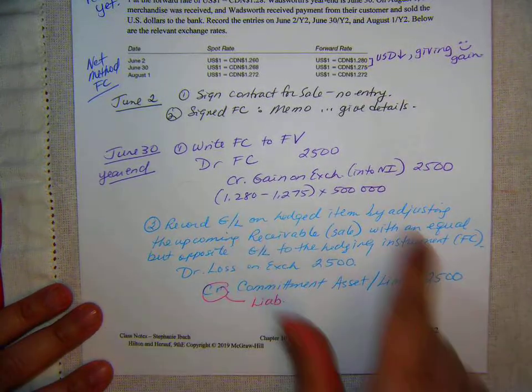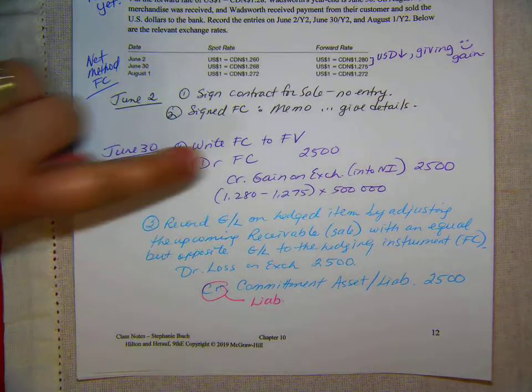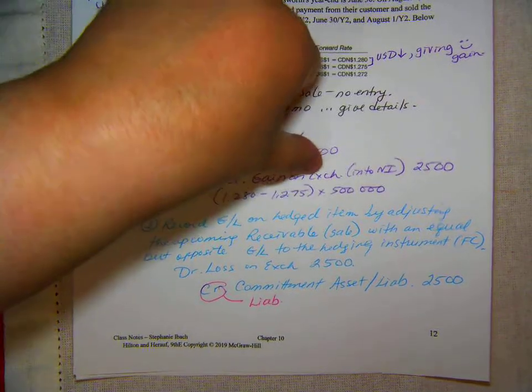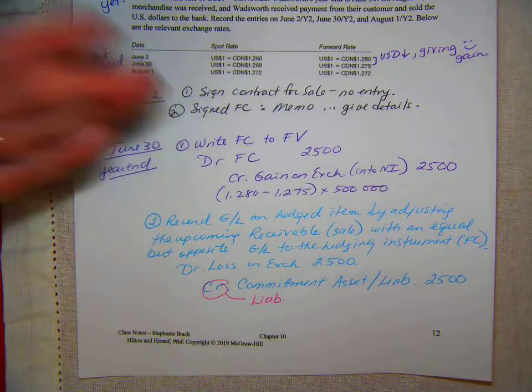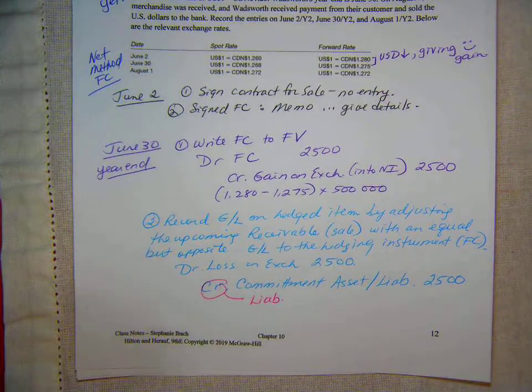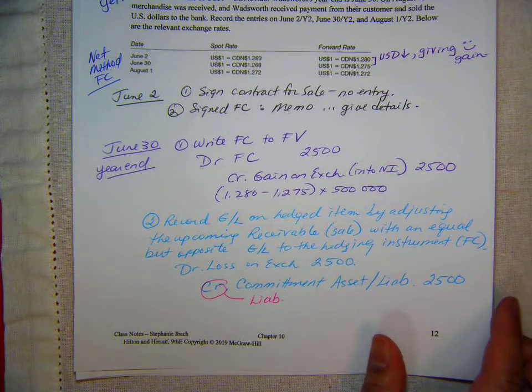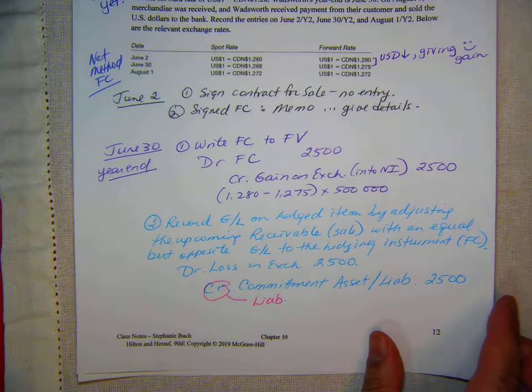Okay, so this is the big difference. Cash flow hedge, this would have been OCI and this wouldn't have happened. With a fair value hedge, we leave this in net income, but we also record an equal but opposite gain or loss and put it to a commitment asset or liability. So then the rest kind of continues along in a similar manner as our last example.